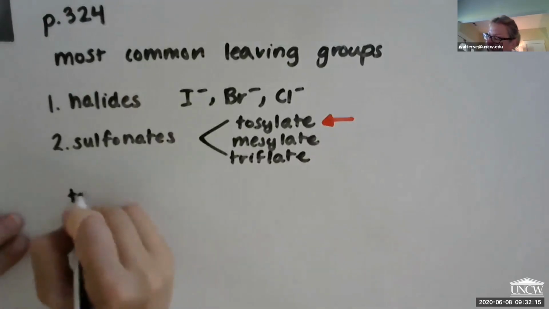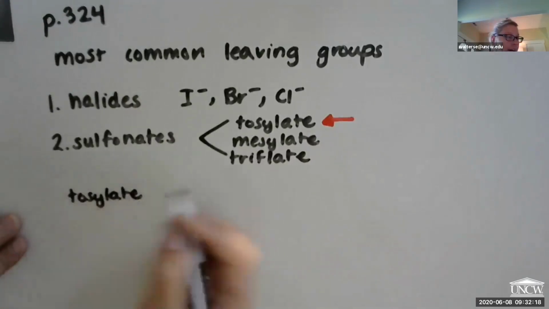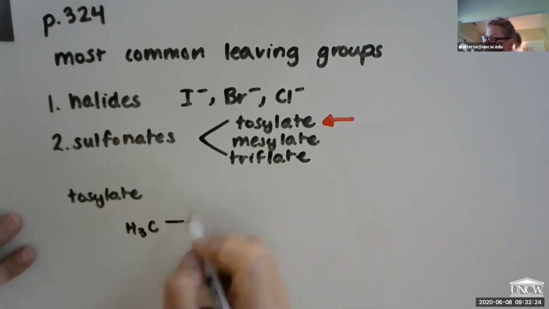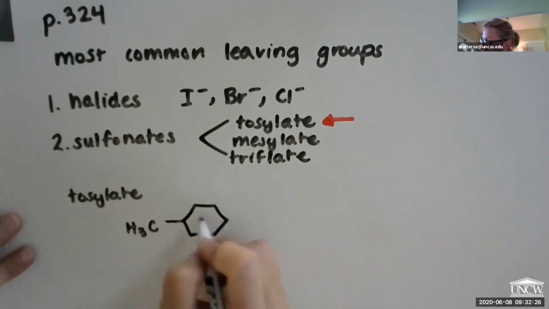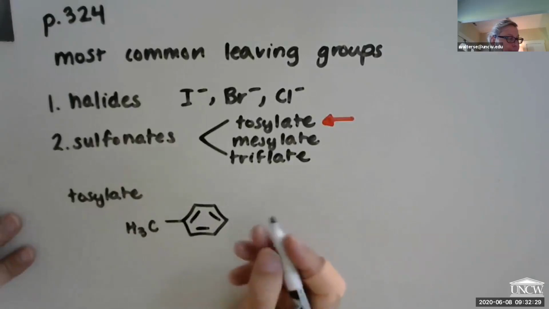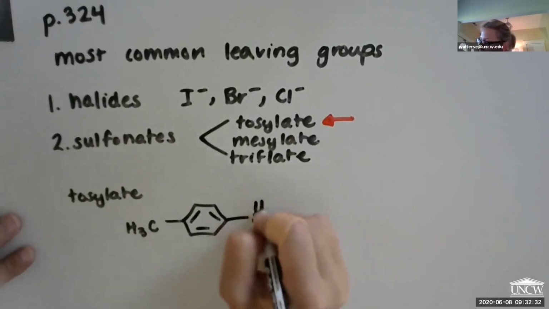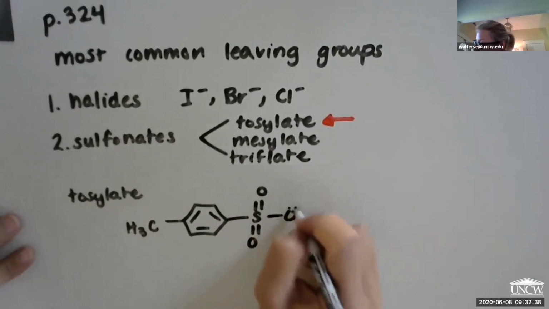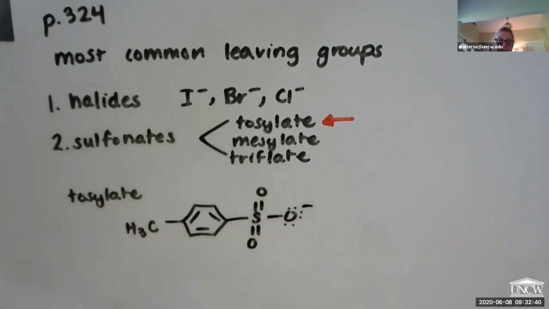So the tosylate leaving group is pretty big. So it has a methyl attached to an aromatic ring that's attached to the sulfonate group. Now, don't panic about the number of electrons around the sulfur. The sulfur, remember, is a period 3 atom, and period 3 atoms can expand their octet. So this is perfectly acceptable for a sulfur atom.